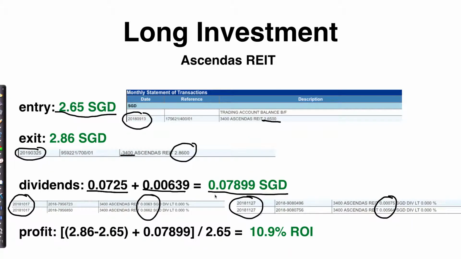So what is the meaning of this? I buy at this level and I sell here. So this is the capital gain, plus you get the dividends. So this is how much you make per share. If you divide this by the price per share, you get your ROI, return on investment, that in this case was around 11%, 10.9.